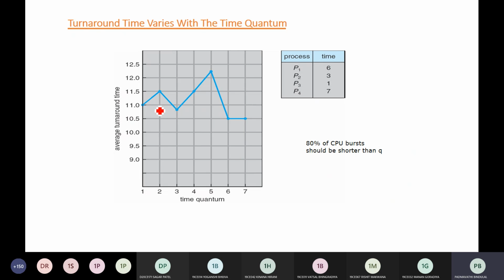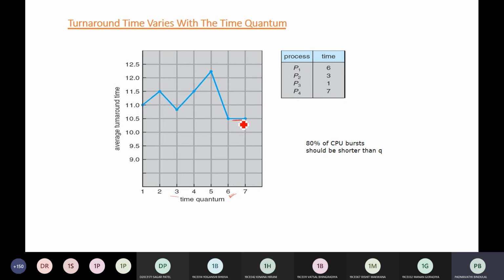One more example is given, where you have 4 processes with these burst times. You draw the Gantt chart taking TQ equal to 1, 2, 3, 4, 5 and 6. Take all the time quantums, draw the Gantt charts, calculate the average turnaround time, and plot it. Once you plot it, you can see that when the time quantum is 6 or 7, the turnaround time is minimum.